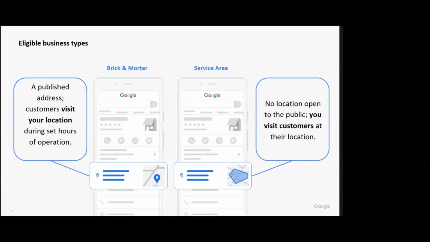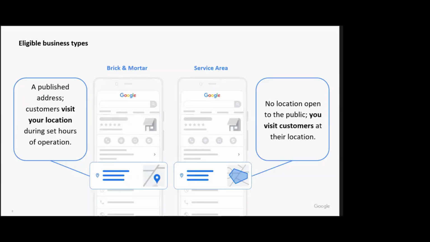Some business categories are also ineligible for a business profile, and one of these, of course, is online-only businesses. So if your business only sells to people online, or if you only sell on eBay, or only on Etsy, or only off of Amazon, if you're e-commerce only, you're not eligible for a Google business profile.